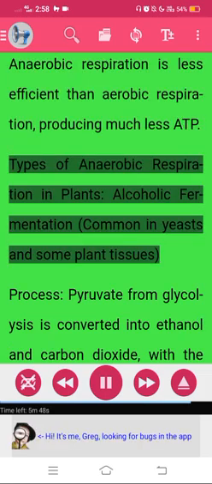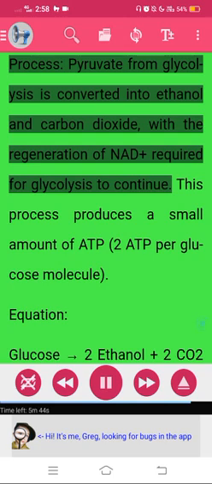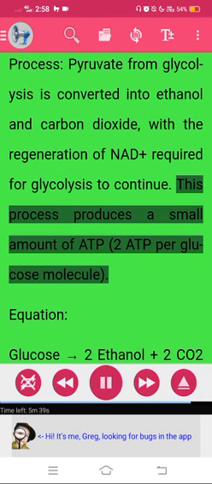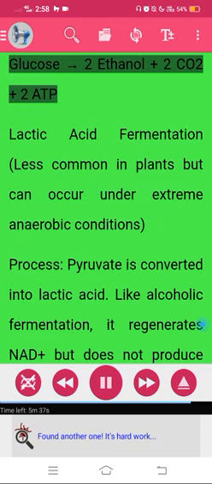Alcoholic fermentation, common in yeast and some plant tissues. Process: pyruvate from glycolysis is converted into ethanol and carbon dioxide, with the regeneration of NAD+ required for glycolysis to continue. This process produces a small amount of ATP, 2 ATP per glucose molecule. Equation: glucose → ethanol + 2 CO2 + 2 ATP.